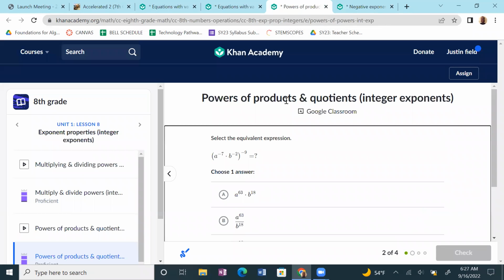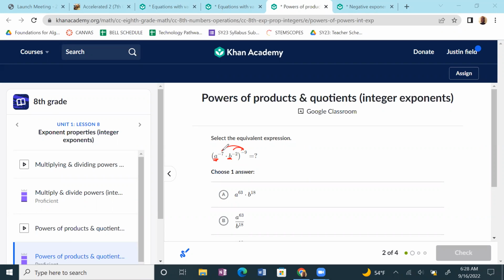Okay. Powers of products and quotients. So now this is just adding that power to a power rule, which we talked about last week, where you multiply the exponents. And just to show you, the a and the b in this are called bases, the thing that the power is of, the base. And they're not the same. So we cannot add that -7 and -2 because the a and the b are different letters. But we can multiply them both by the -9.